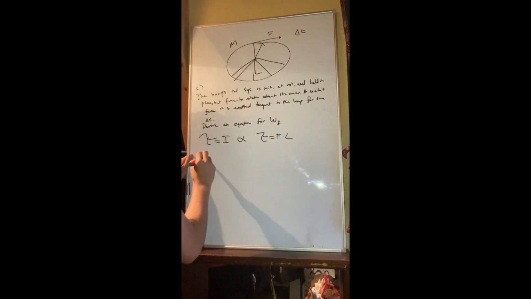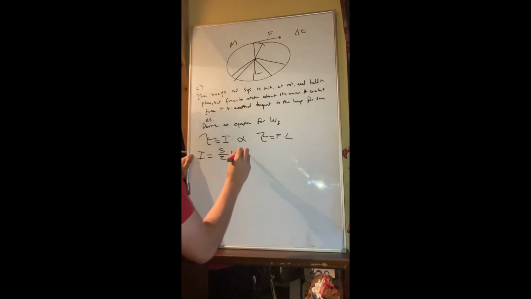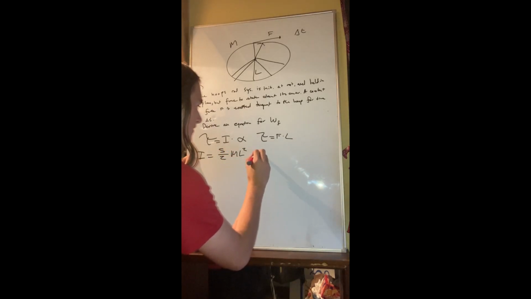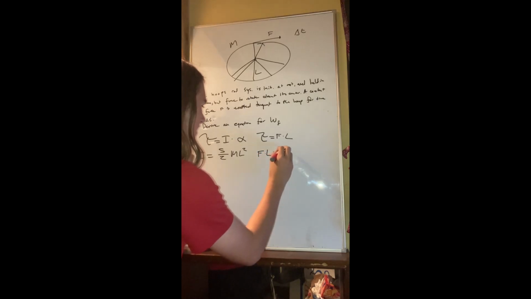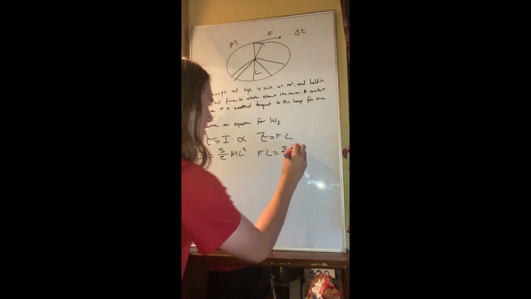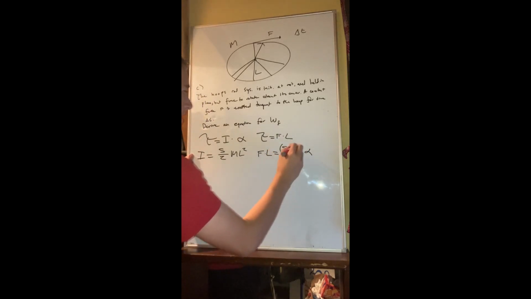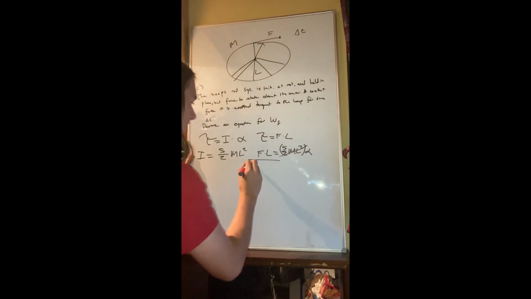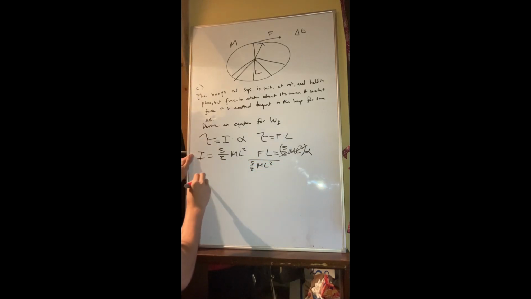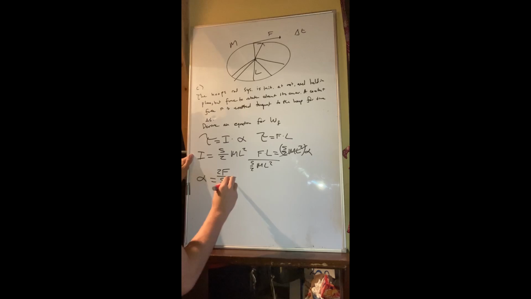And from our previous problem, we know that I, the moment of inertia, equals 5/2 ml squared. Plugging in, we get F times L equals 5/2 ml squared times alpha. Dividing both sides by this quantity, 5/2 ml squared, we get alpha equals 2F over 5ml.